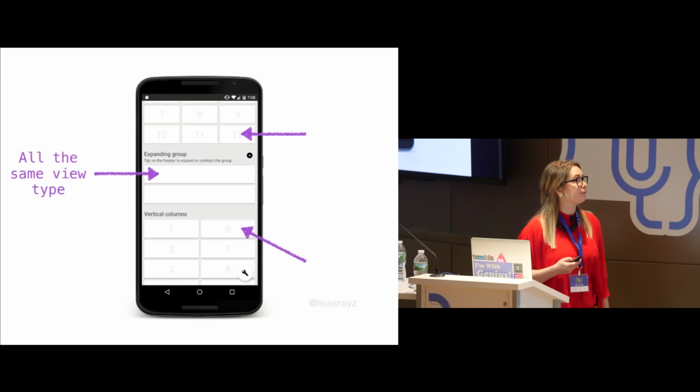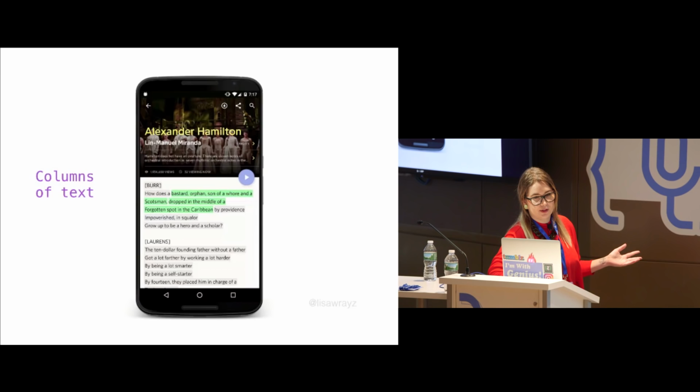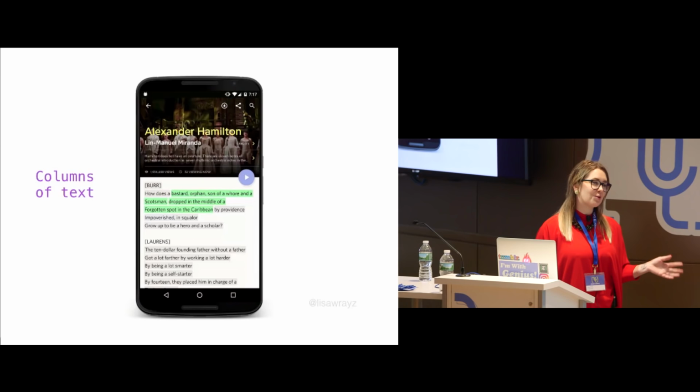An unusual example is something that we did in the Genius app. Mixed columns are obviously useful for flowing grid layouts. They're useful for making flexible grid layouts, but they're also useful for things like columns of text. So there's a little show they're putting on in New York recently. It's so popular, even I can't get tickets.